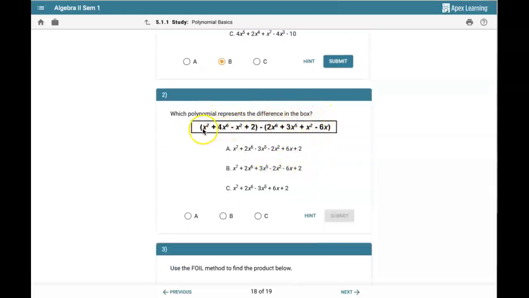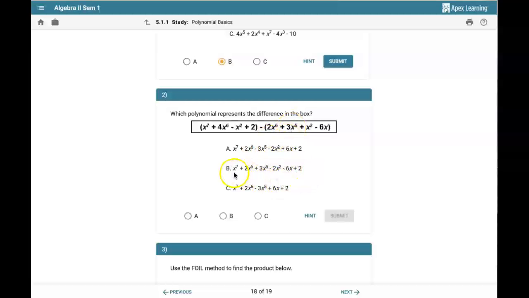So you're going to have x to the 7th. It's going to be minus 4x to the power of 6 minus 2x to the power of 6. This is going to be a plus 2x to the 6th. So all of those are the same so far. Then I'm going to have a minus 3x to the 5th, all right, minus 3x to the fifth.